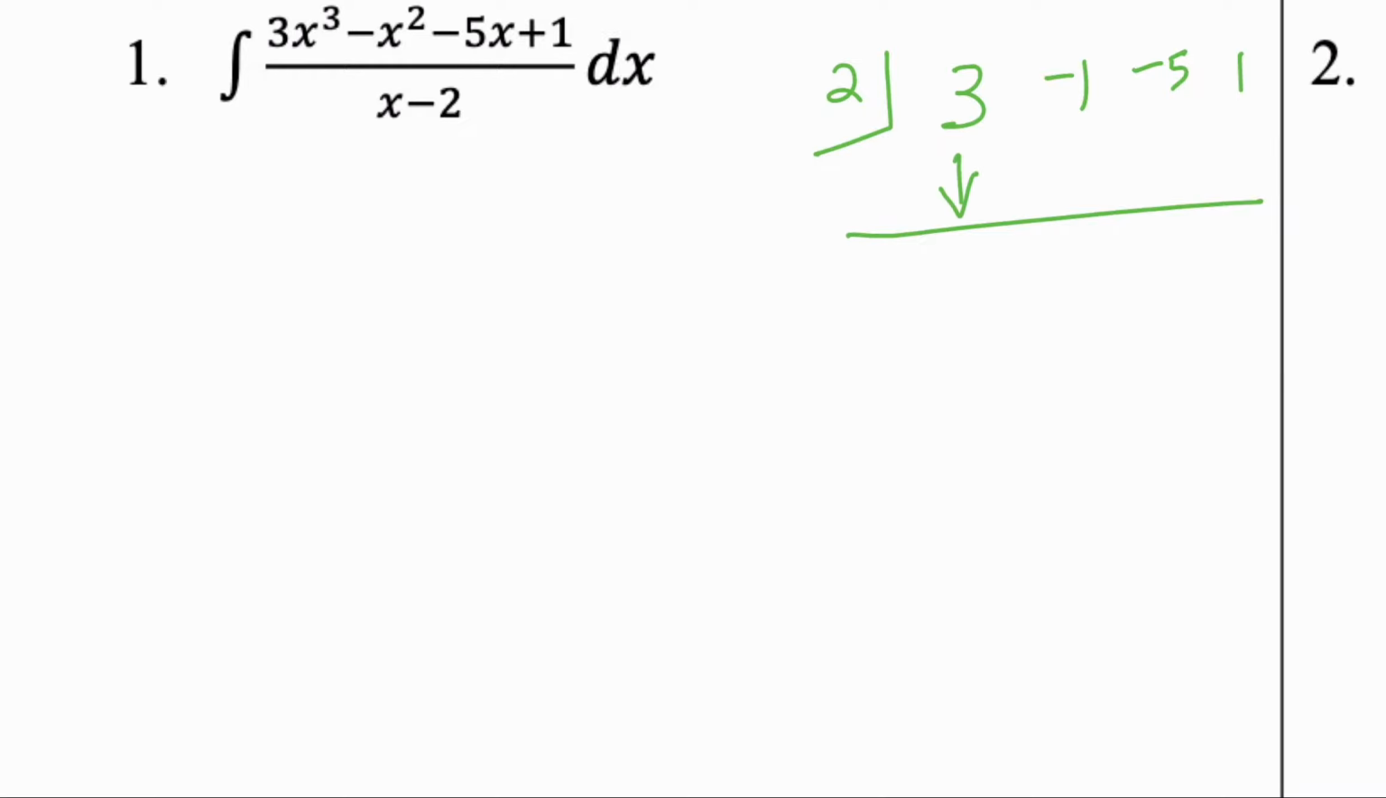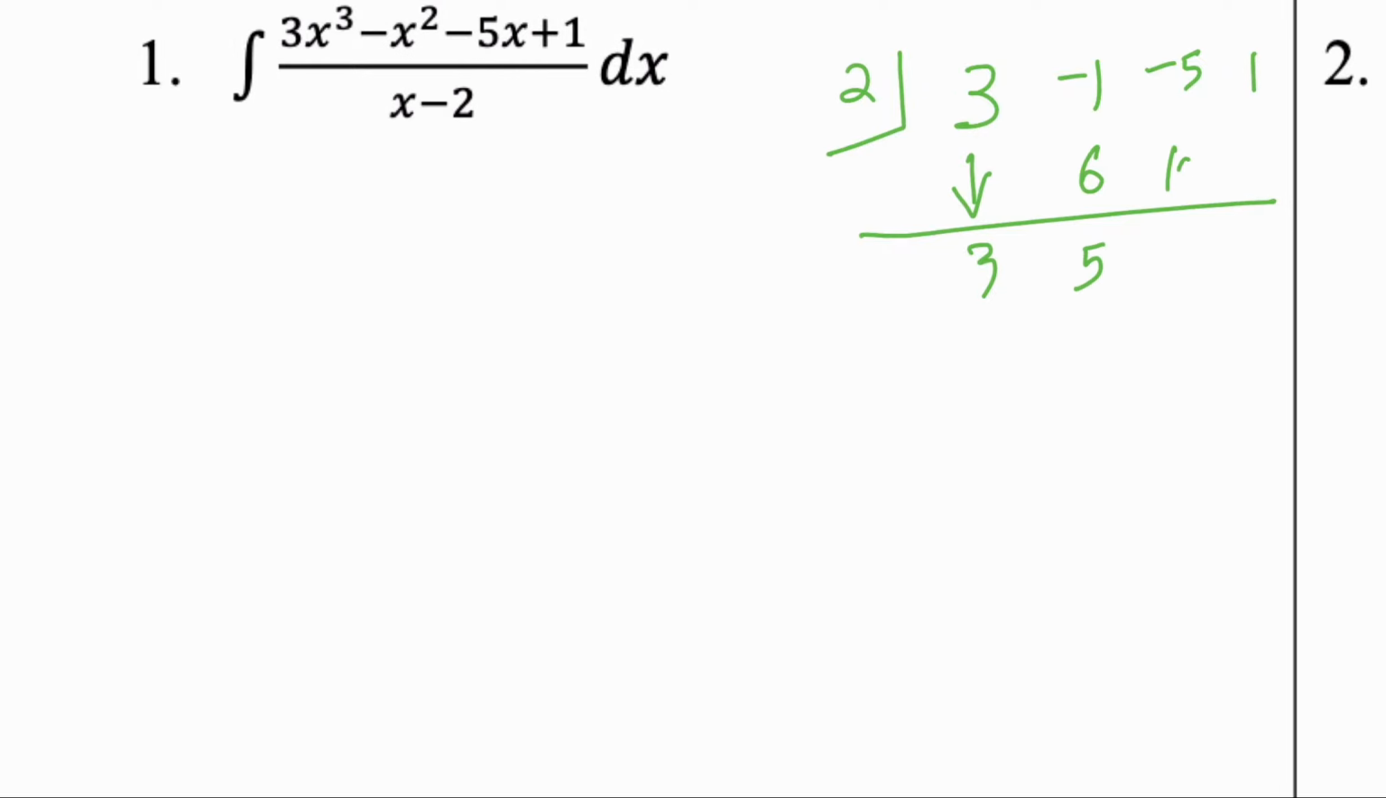So what we do is we drop that first one, 3 drops down to the bottom, and we multiply into the box. So 3 times 2 gets us 6. We place it in the next column. -1 plus 6 is positive 5. 2 times 5 is 10. -5 plus 10 is positive 5. 2 times 5 is 10. And then 1 plus 10 is 11 right there at the end.